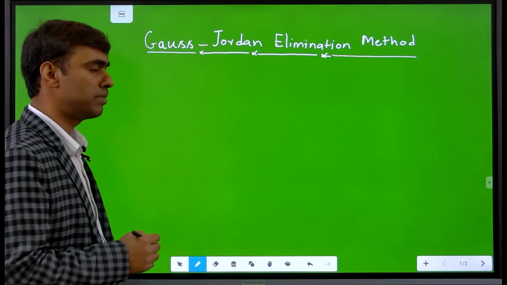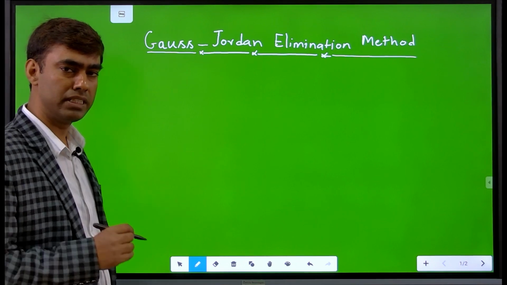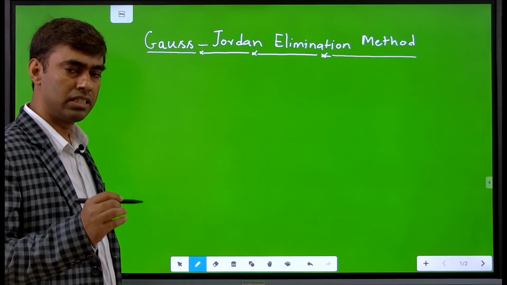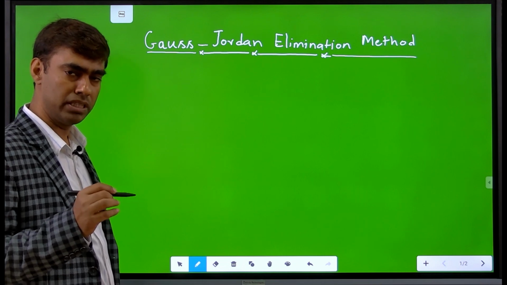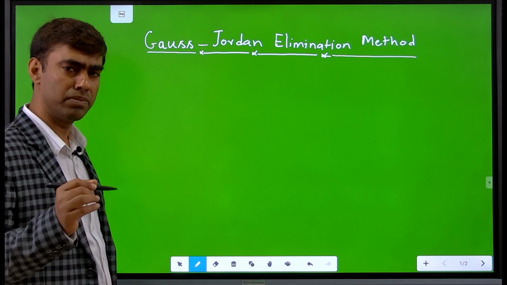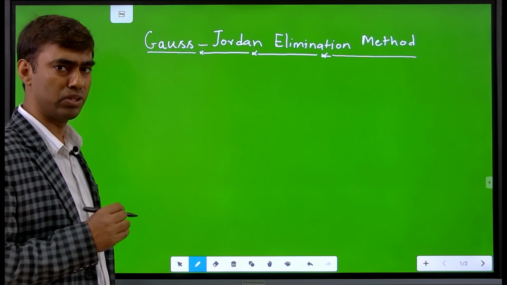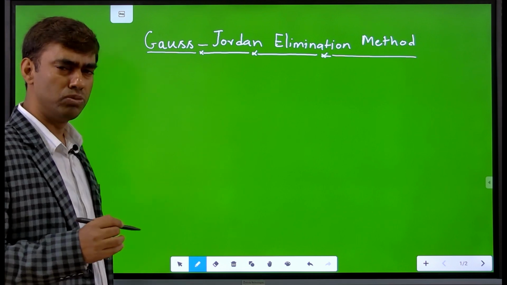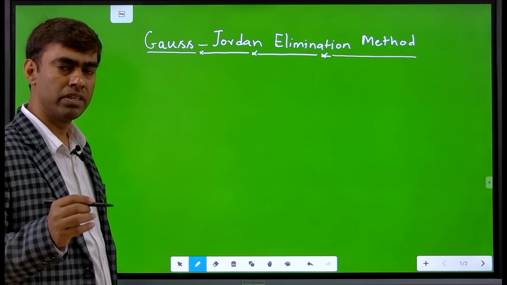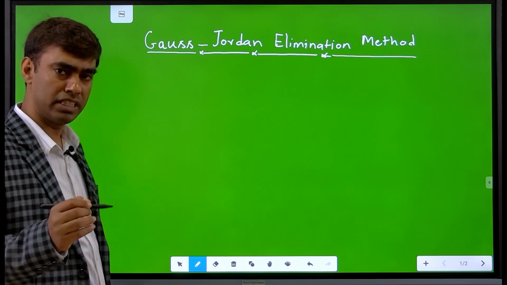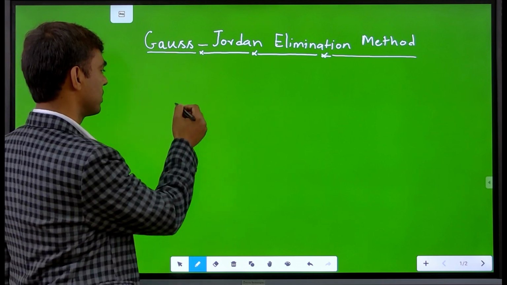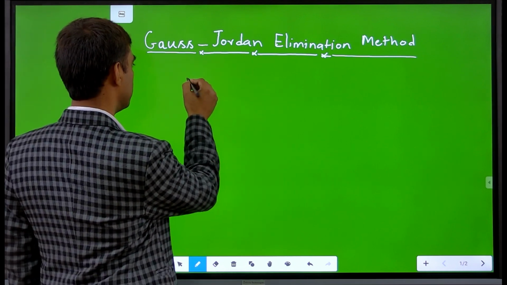For the sake of simplicity, here we only consider three equations, a system of linear equations having three equations and three unknowns. You may also extend this to n unknowns and m equations.